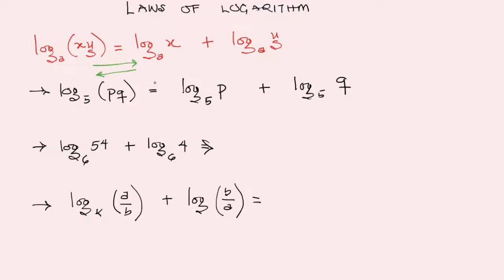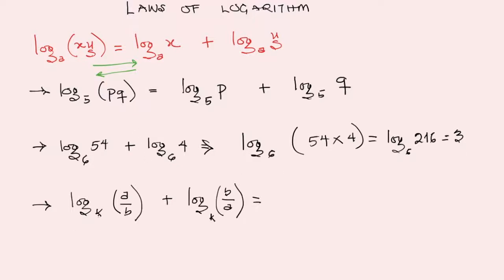So in this case, we're required to go in the other direction. So we're required to contract this expression. So this is going to be equal to log to the base 6. Make sure that your bases are the same before you do that, 6 and 6. Log to the base 6 of 54 multiplied by 4. And this is equal to log to the base 6 of 216, which we know is equal to 3.